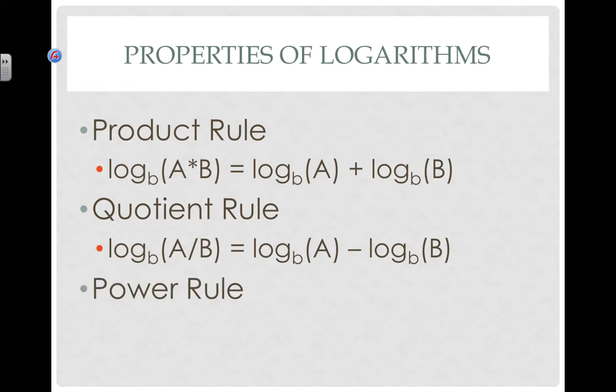And the last of our three rules here is the power rule. The power rule states that if I have the logarithm of something to an exponent, I can bring that exponent down to the front of the logarithm and multiply by the log base b of a, whatever the base was in that exponential piece.